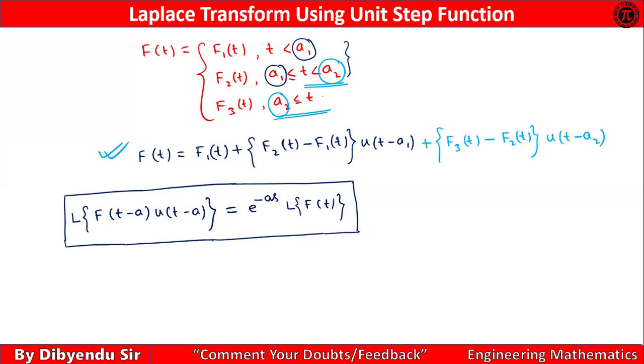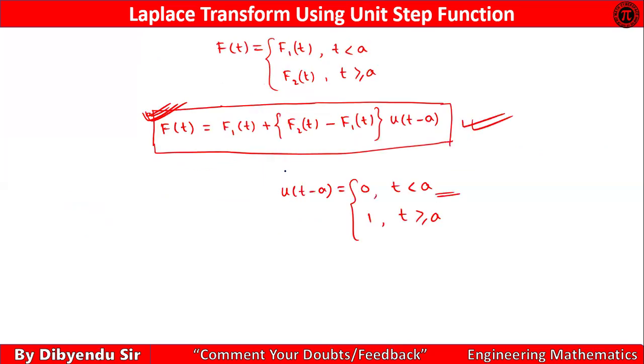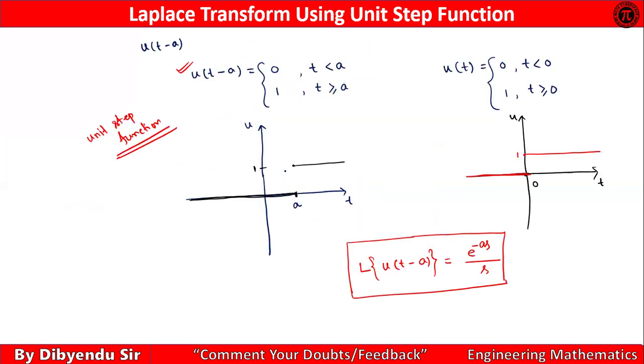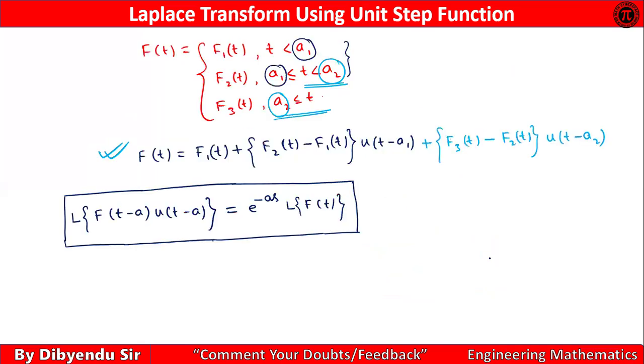Okay, this is the original formula. Laplace of f of t minus a into u t minus a equals e to the power minus as into Laplace of f of t. In my previous slide, I have written that Laplace of u t minus a equals e to the power minus as by s. Yes or no? I am getting this result actually from this original formula.